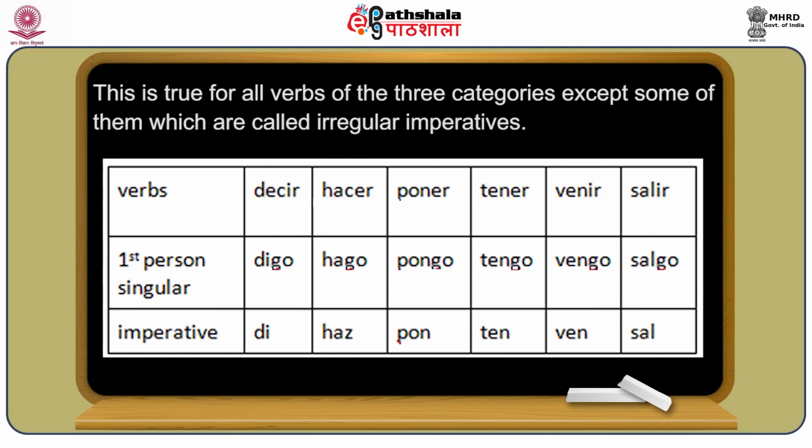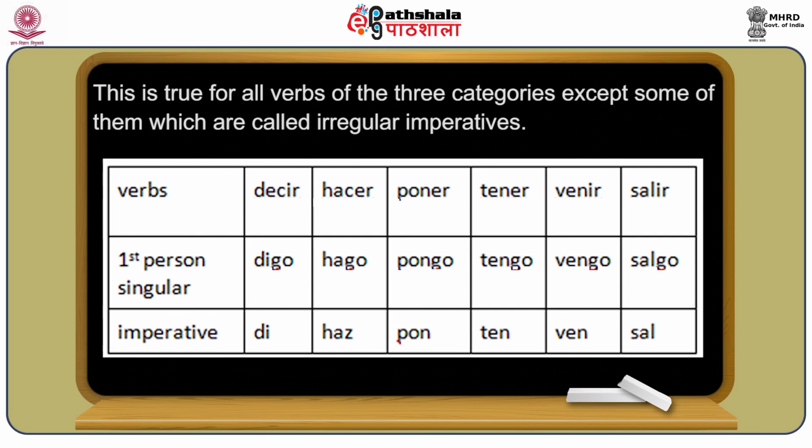And as I mentioned, hacer doesn't follow the same rule, so the imperative of hacer is haz. But for the remaining verbs ending in go in the first person singular, for example poner, salir, venir and tener, all of these end with go: poner is pongo, tener is tengo, venir is vengo and salir is salgo.